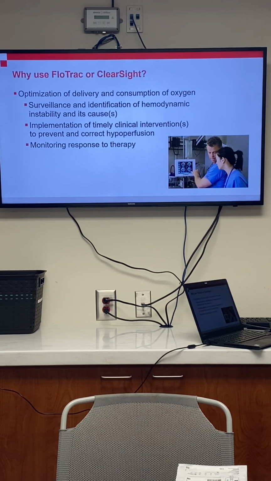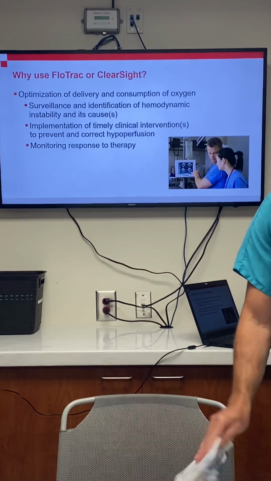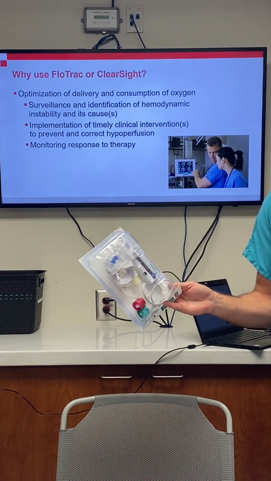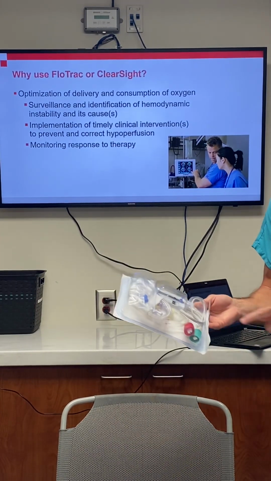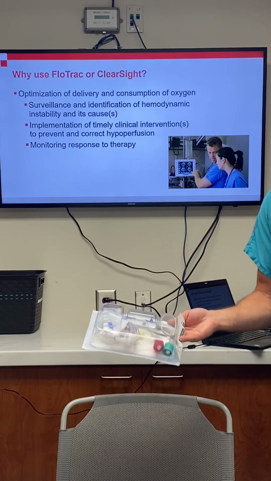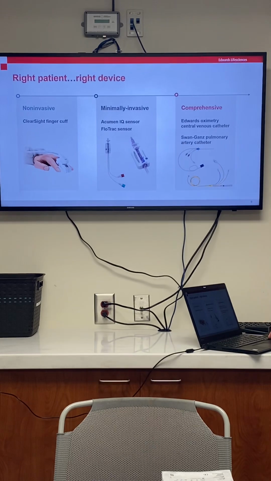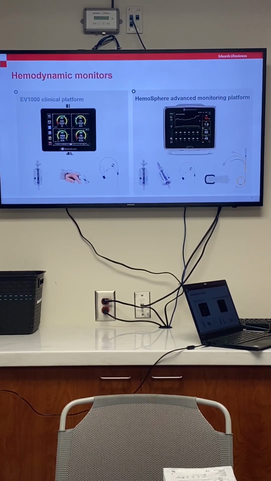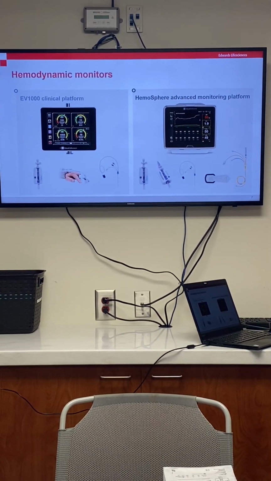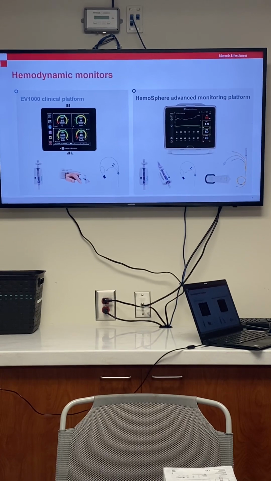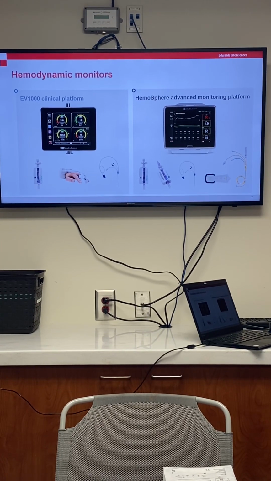So we want to use FlowTrack and ClearSight. I think we're just starting off with FlowTrack here. This is just a regular A-line. The only extra piece to it is this little pigtail here to get our other hemodynamic parameters. So we'll go over the setup. Just to give you guys a little perspective, these monitors and FlowTrack have been in the hospital for 7 years. It was in the OR first, and then the CTICU, and then the CICU, the heart failure unit, and now making its way down to you guys.